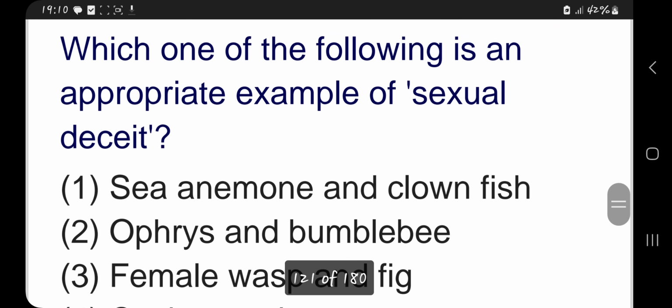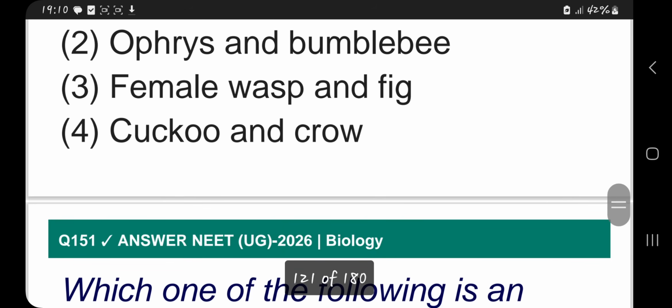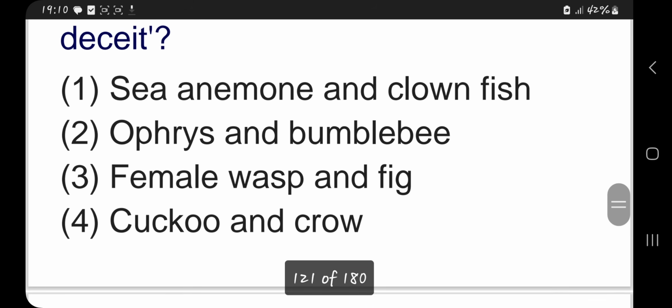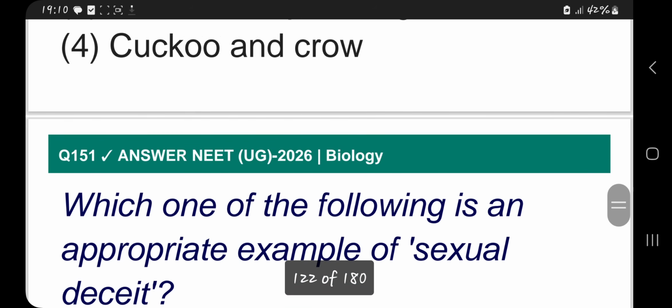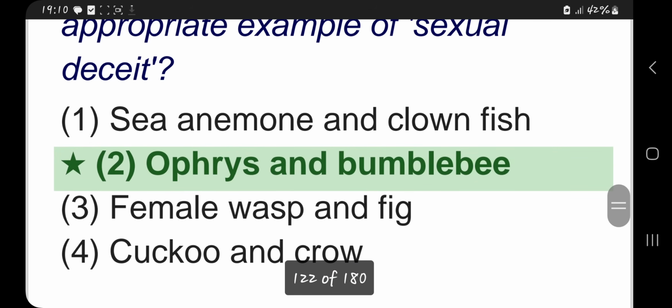Which one of the following is an appropriate example of sexual deceit? So Mediterranean Ophrys and the bumblebee. So second option.